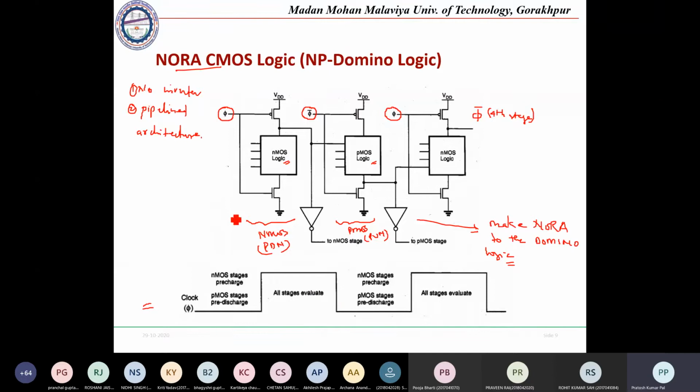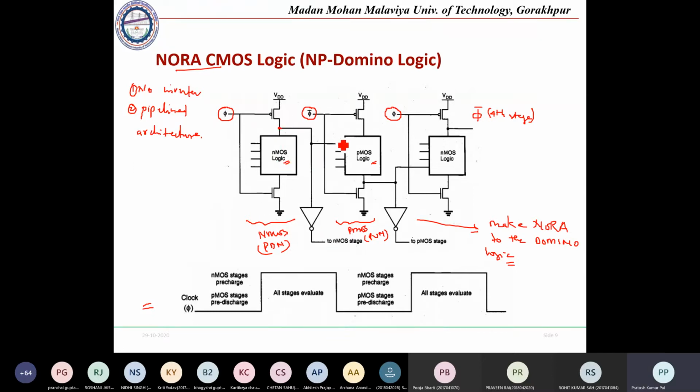So if the clock is 0, at that time the NMOS logic will go to the pre-charge stage. Okay, so this point will be pre-charged. If it is 0, this PMOS will be activated, similar to the domino, and it will be pre-charging this node of the first stage.